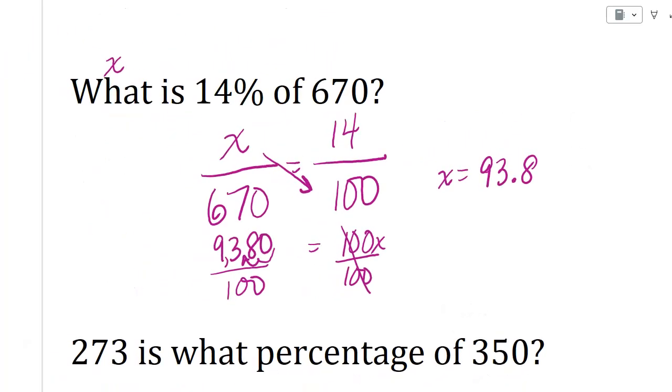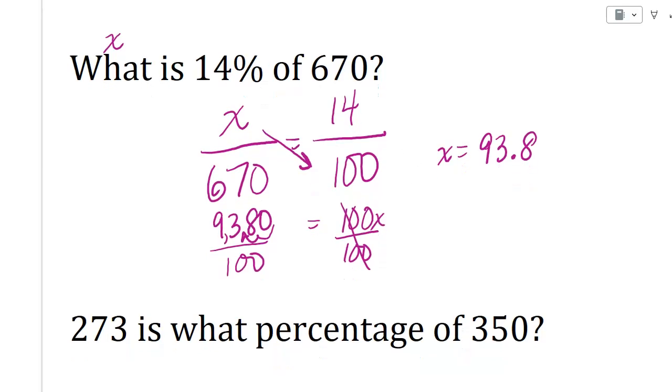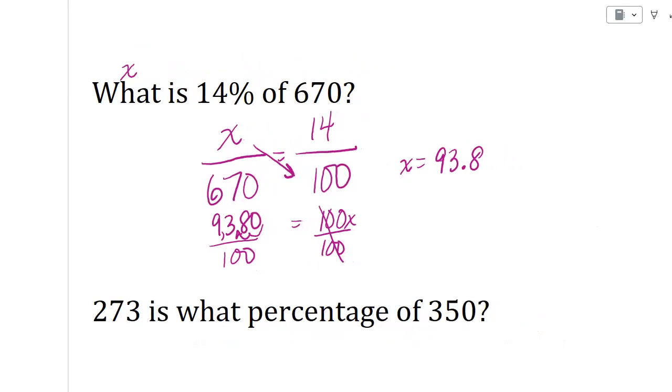So that answers the question. What is 14% of 670? 93.8 is equivalent to 14% of 670. Okay, it makes sense that it's larger than 14 because we're looking out of a larger whole than 100. If it was a smaller whole than 100, then it'd be smaller than 14. That would also be proportional.